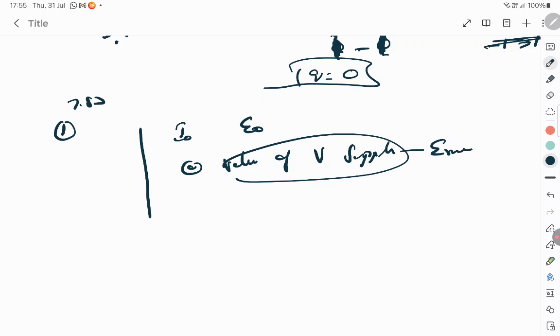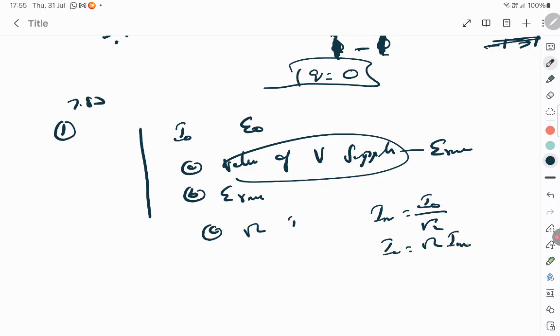The supplied voltage is treated as ERMS. B is the RMS value of an AC source. E naught is the peak value, and the peak value is not called the RMS value. And then C is root 2 times the RMS value. You know, IRMS is equal to I naught by root 2. I naught is therefore root 2 times IRMS. Therefore, I would mark C to be the right option.